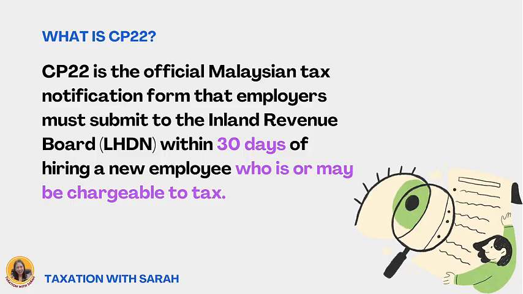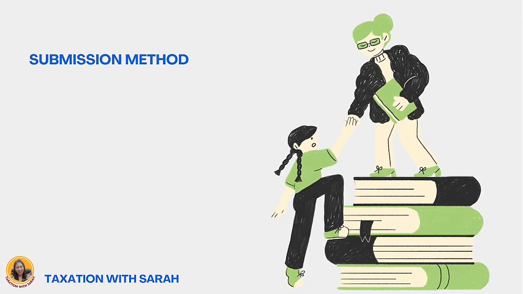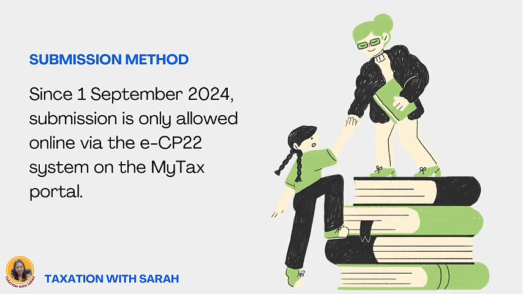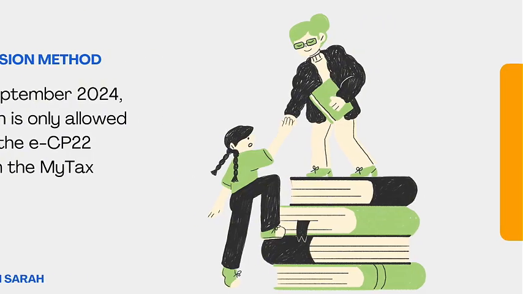As an employer, you must submit it within 30 days of hiring any new employee who is or may be subject to income tax. Starting the 1st of September 2024, paper submissions are no longer accepted. CP22 can only be filed online through the CP22 system inside the MyTax portal.